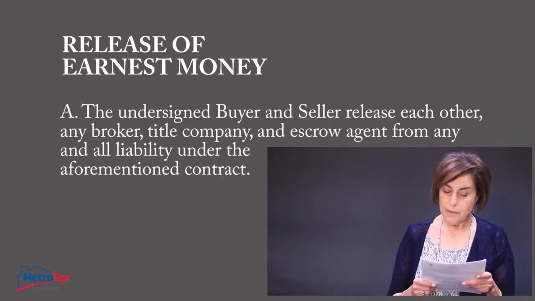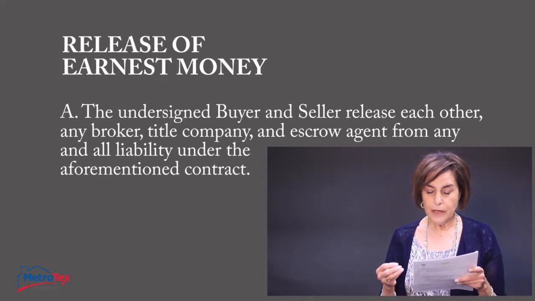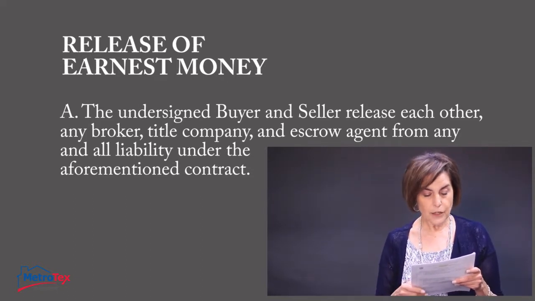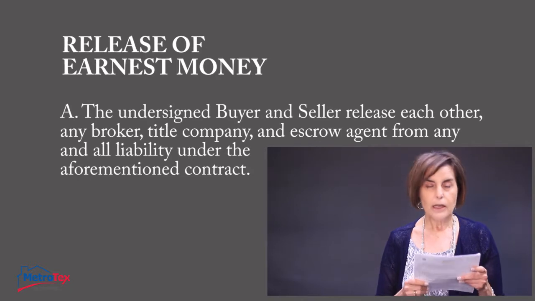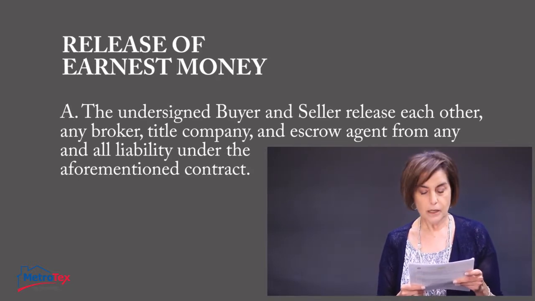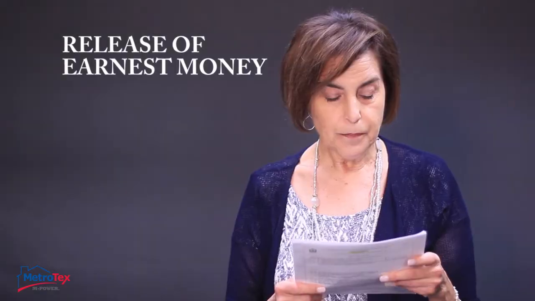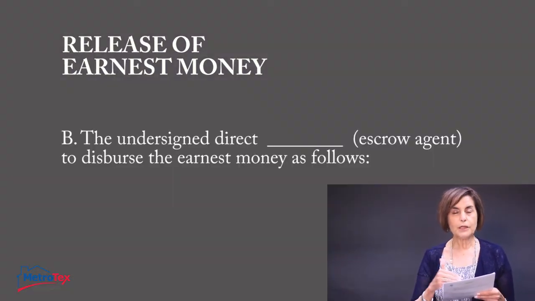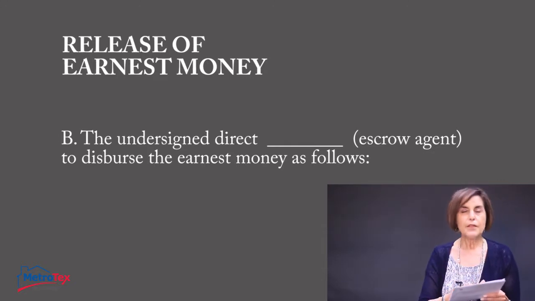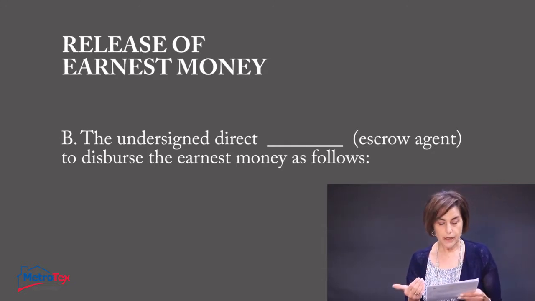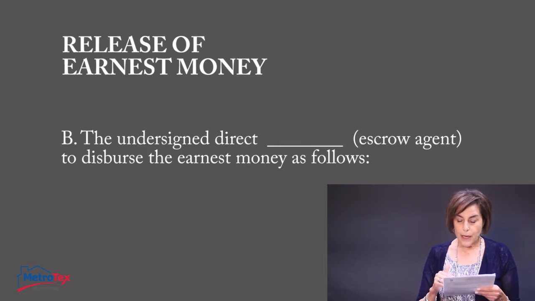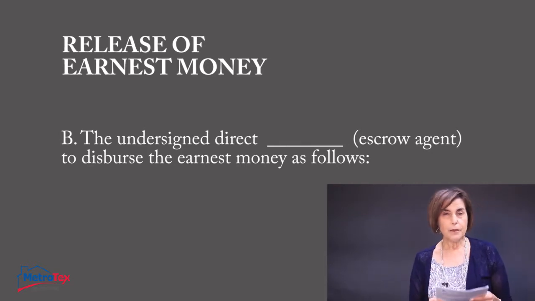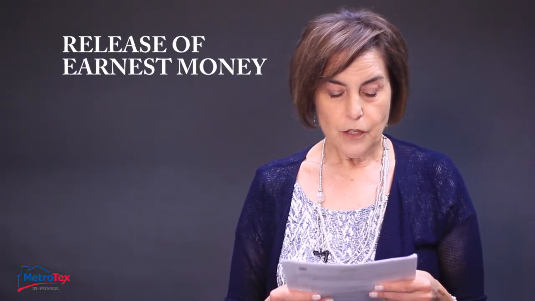A, the undersigned buyer and seller release each other, any broker, title company, and escrow agent from any and all liability under the aforementioned contract. B, the undersigned directs, and you put the title company name in here. So whatever title company is on page 1, that's the title company name that would go in here. They direct the escrow agent to disperse the earnest money as follows. So this gets filled out.